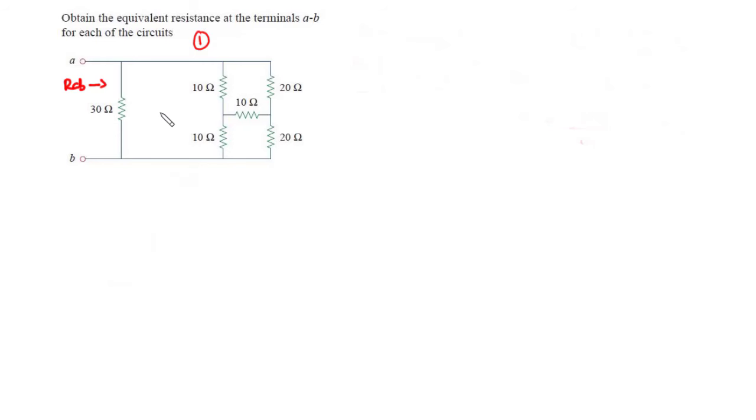Now, considering this circuit, you realize that no two resistors are either connected in series or in parallel. Now, when you look at this network, you realize that this is a delta network simply because all the three resistors are connected end to end. Now, we can transform this delta network to a star network so that at least two resistors will either be in series or in parallel. So first of all, let's convert this delta network to a star network.